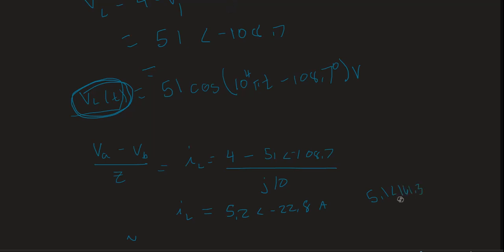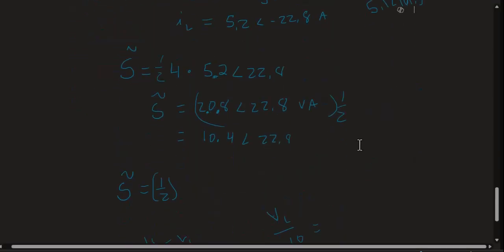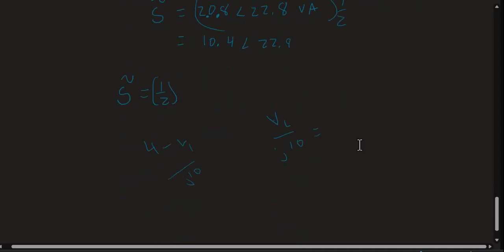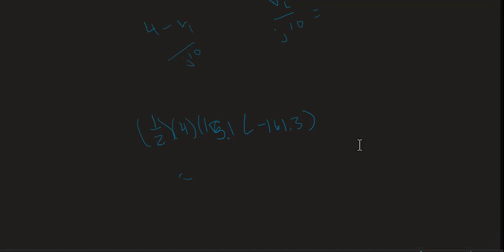And so then when you find the power, you take the conjugate of that. So you take 1/2 times 4 times 5.1 angle negative 161.3. And that gets you 10.2 angle 161.3.